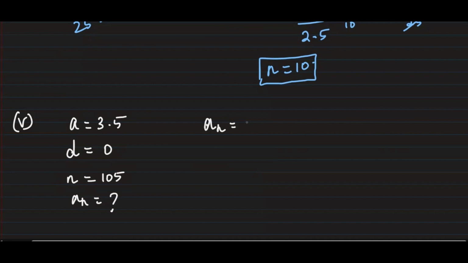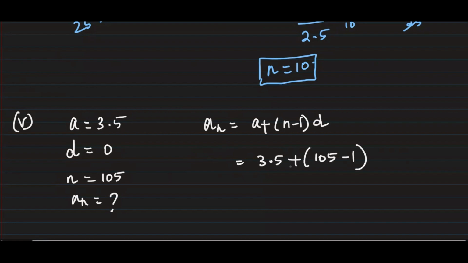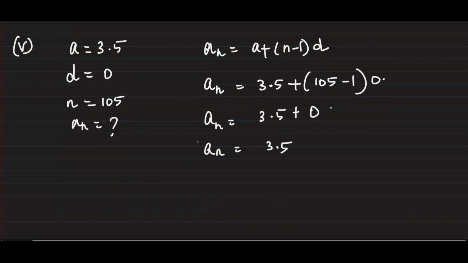So AN is equal to A plus N minus 1 into D. Basically we should find the value of the 105th term. So AN is equal to 3.5 plus 105 minus 1, that is 104, into D value 0. Anything multiplied by 0 would be 0 only. So AN is equal to 3.5. This is the final answer.